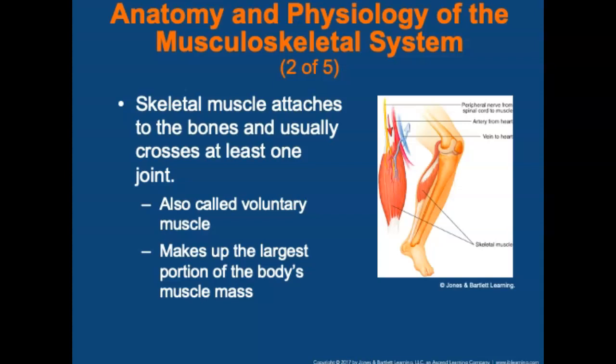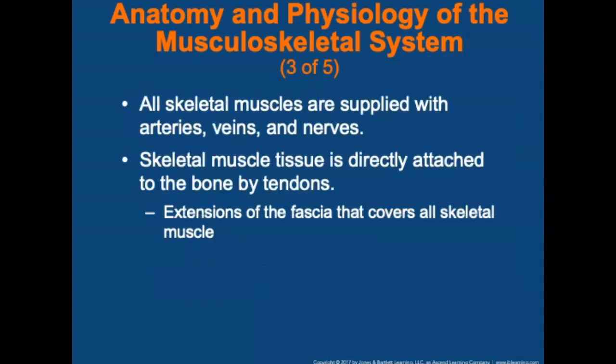It's called voluntary muscle because it is under direct voluntary control of the brain, responding to commands to move specific body parts. Skeletal muscle makes up the largest portion of the body's muscle mass. All skeletal muscles are supplied with arteries, veins, and nerves. Blood from the arteries brings oxygen, glucose, and nutrients to the muscles. Waste products, including carbon dioxide and lactic acid, are carried away in the veins. Skeletal muscle tissue is directly attached to the bone by tough rope-like fiber structures known as tendons. And tendons are extensions of the fascia that covers all skeletal muscle.